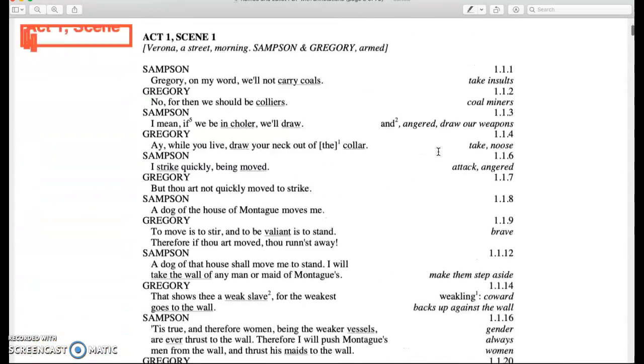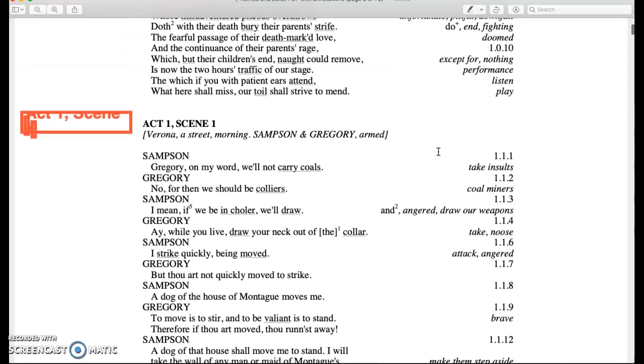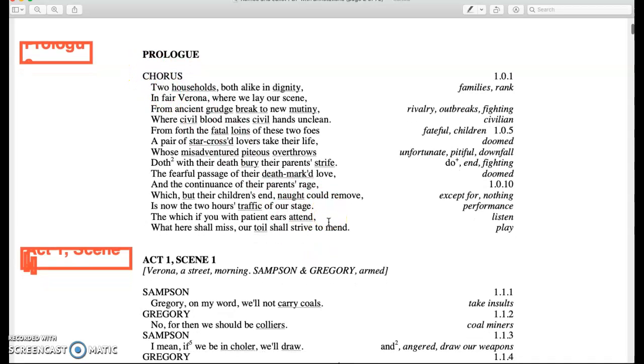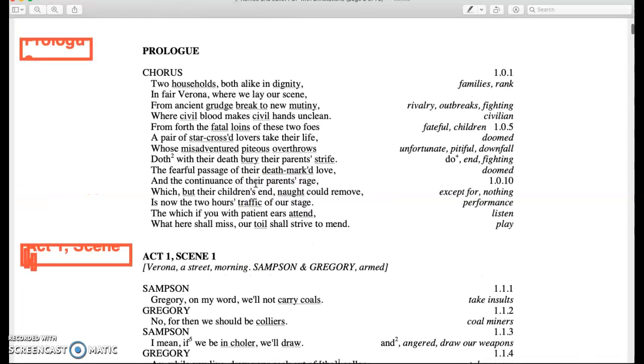So here's what the play looks like, the script. In just a few minutes, you guys are going to take some time to look at the prologue and pick it apart in groups. And I wanted to point out a few things to you. You'll notice that a bunch of words are underlined. When the word is underlined, you're going to look over to the right because there's some side notes, some translations to help you understand. So for example, households is underlined.